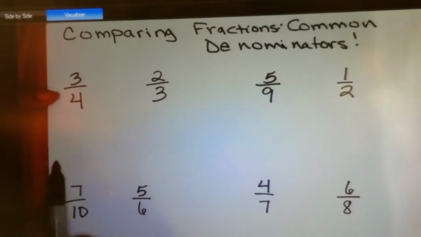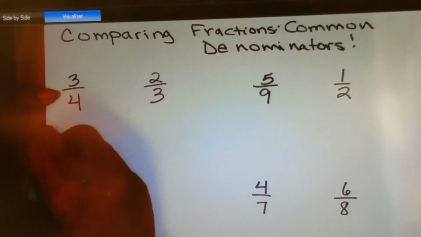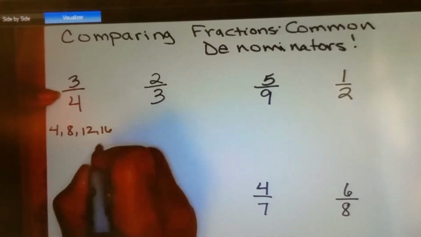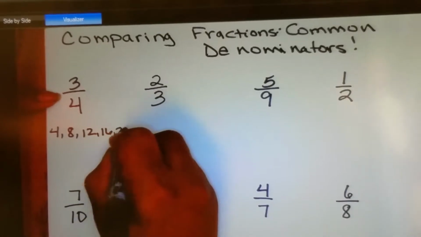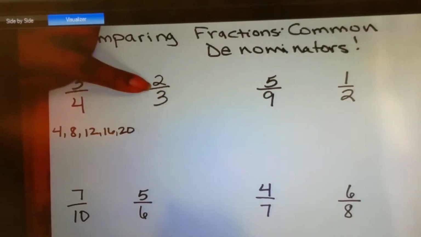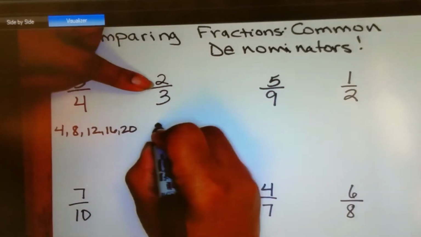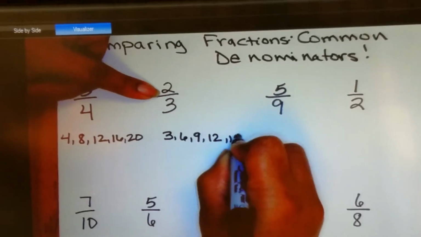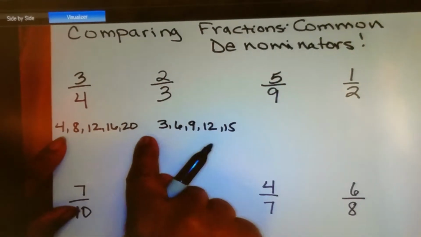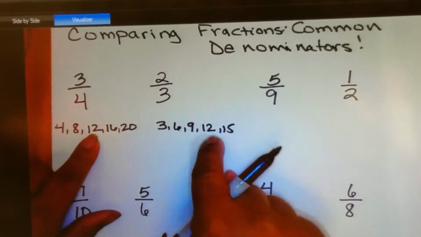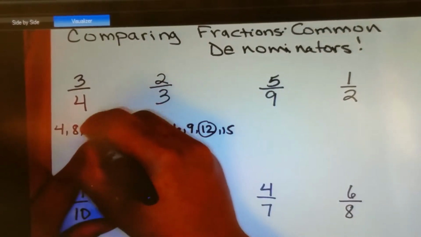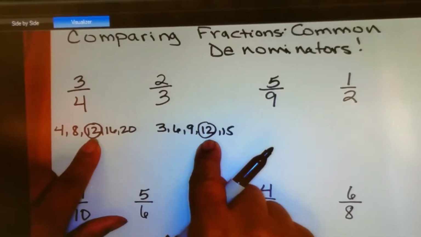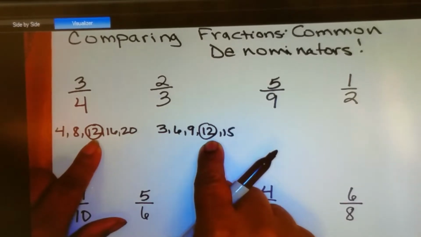So I'm going to start here by skip counting my 4s. 4, 8, 12, 16, 20. Then I'll come over here and I'll skip count my 3s. 3, 6, 9, 12, 15. I can see that both lists have a 12. This is their least common multiple. It is also the first number that they both have in common. So 12 is their common denominator.